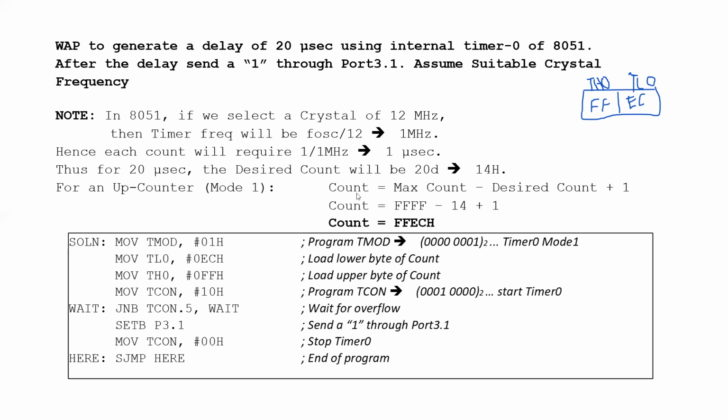The delay is calculated by using this formula, and the count is calculated. This count is now loaded to the timer register, and the timer starts counting till it overflows. So we are checking whether the timer overflows or not, and when it overflows, the required delay is obtained, then we will do the required action. So here we need to send a 1 through P3.1. So we are setting P3.1 and stopping the timer.